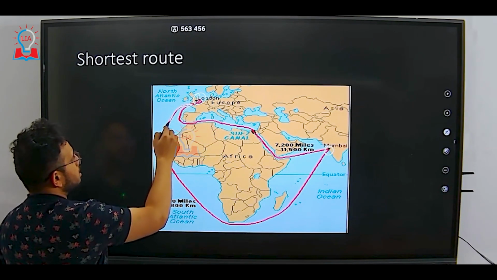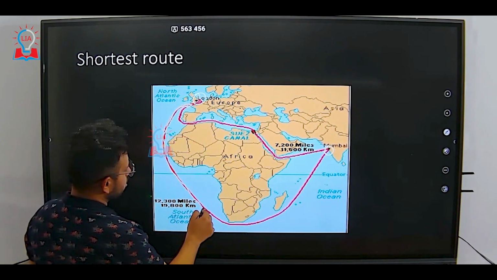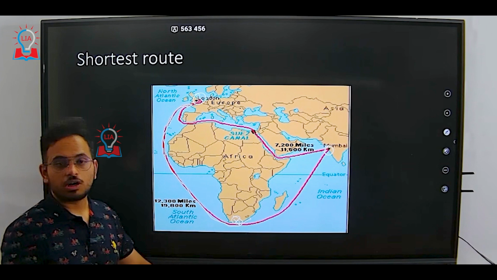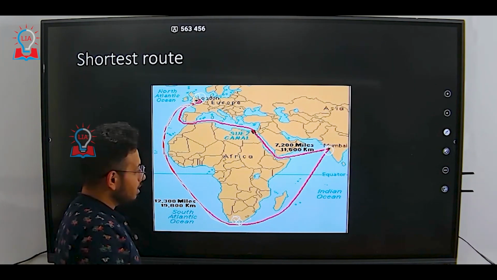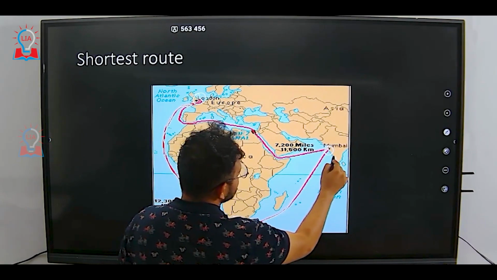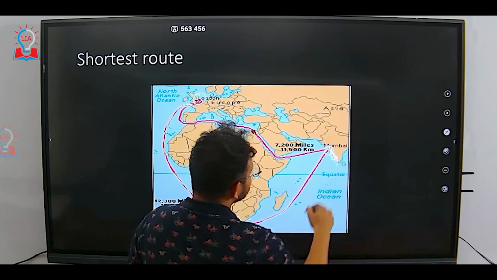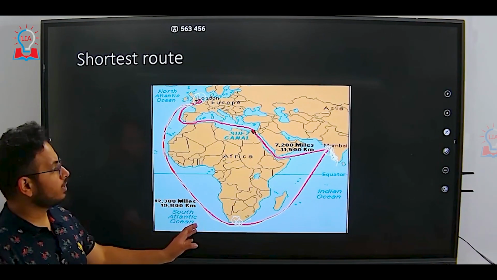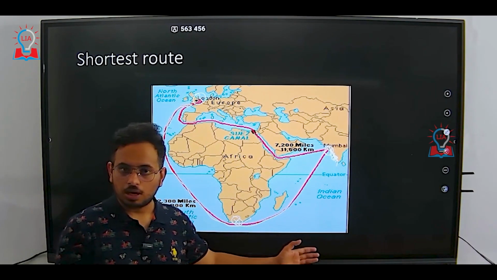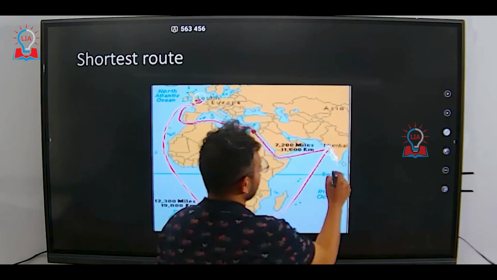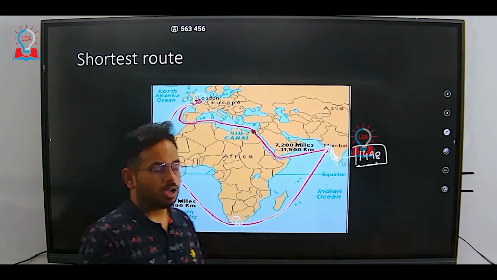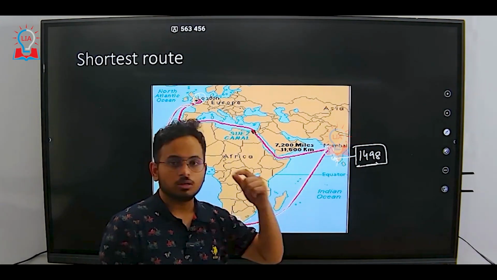From Europe, we come towards the south, cross this entire African continent, and this is what is called the Cape of Good Hope, or the Cape of Storms. It was named by Vasco da Gama and Bartholomew Dias. So cross this Cape of Good Hope and along Madagascar reach Mumbai or Calicut, or the entire western part of India. Correct? This is how we usually did before the Suez Canal. This was the path taken by Vasco da Gama when he entered Calicut in the year 1498. If you remember, this was the year when Vasco da Gama entered India, and this was the route he took.